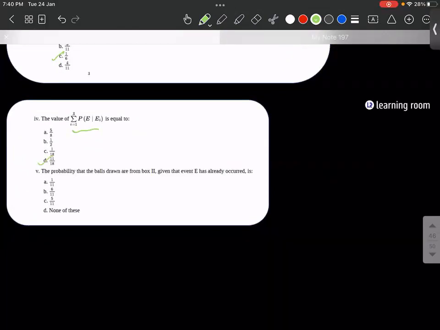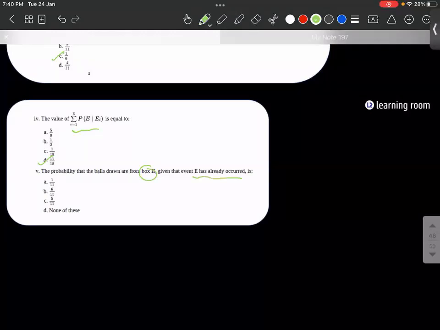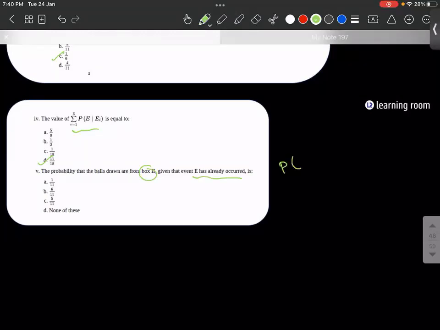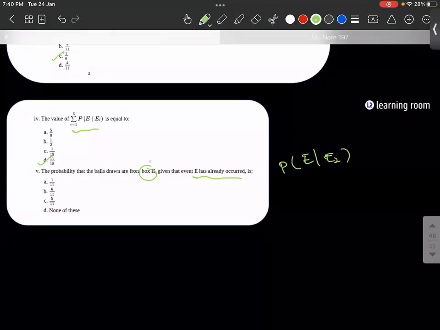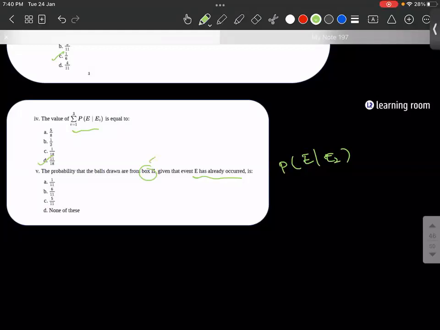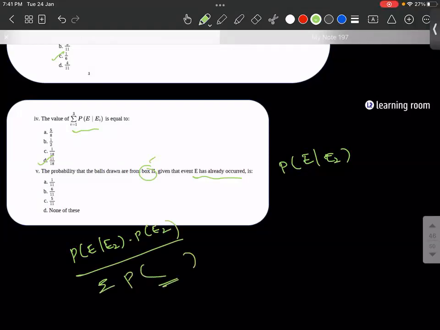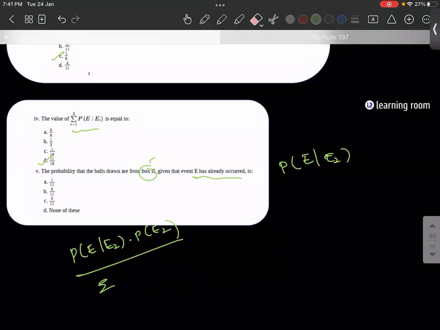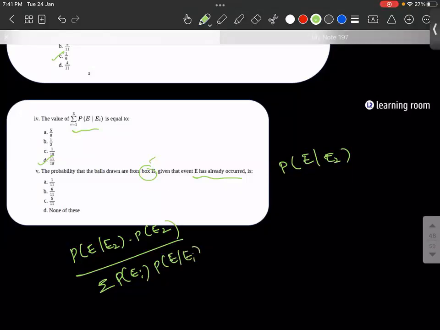The probability that the balls are drawn from box 2, given that event E has already occurred. So probability of E given E2. Find the probability that the balls are drawn from box 2, given that E has already occurred. So what will you get here? Probability of E given E2 into probability of E2 divided by sum of all the probabilities. Actually, sum of all probabilities like this, P of Ei into P of E given Ei.